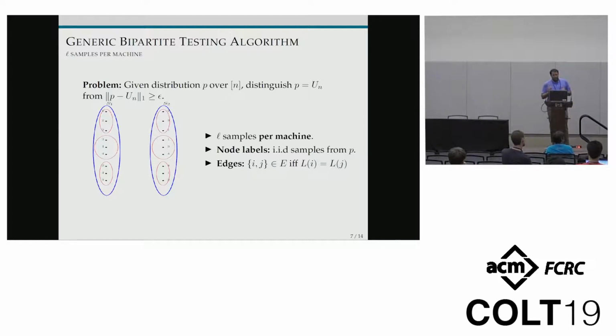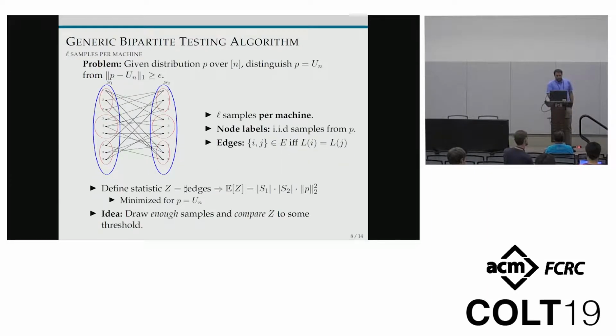Instead of having a single set of samples, I have 2 sets of samples. And I'm going to create a random bipartite graph in the way that I will describe now. So how do you create this bipartite graph? Suppose that each machine is one of those red ellipses, and there are L samples per machine, and the nodes are the samples that the machine has, and they're IID samples from distribution P.